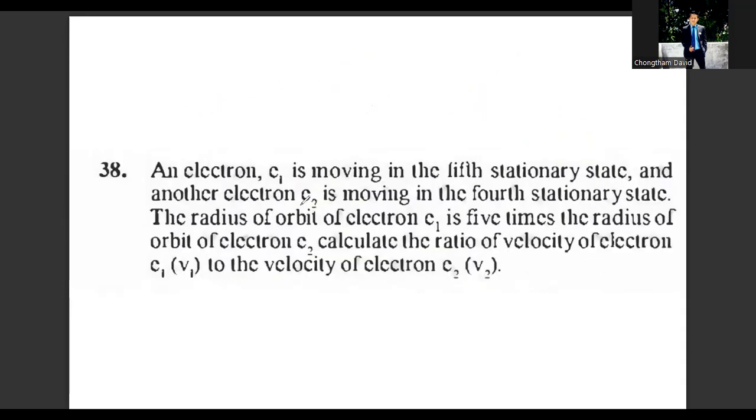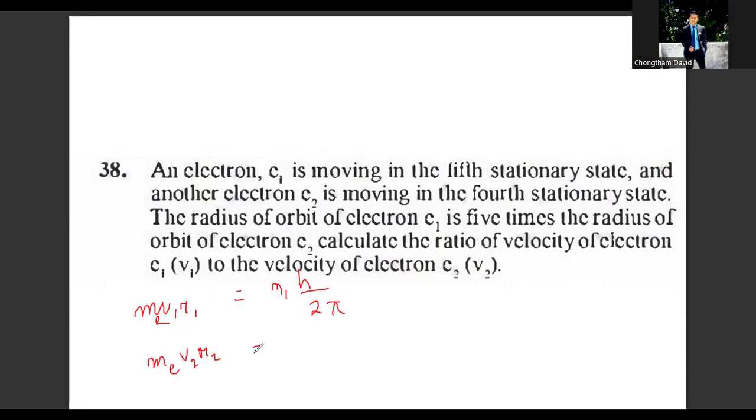38. An electron is moving in the 5th stationary orbit, and another electron is moving in the 4th stationary state. The radius of orbit of electron E1 is 5 times of the radius of orbit of electron E2. Calculate the ratio of velocity of electron 1 to electron 2. So you can find out the relation easily from this given relation, that is angular momentum. This was given by Mr. Bohr. For electron, you can say mvr equals integral multiple n of h by twice pi. This is for E1, and is this for E2?